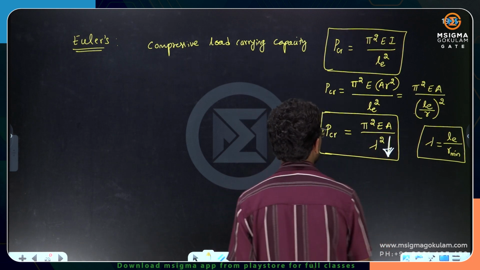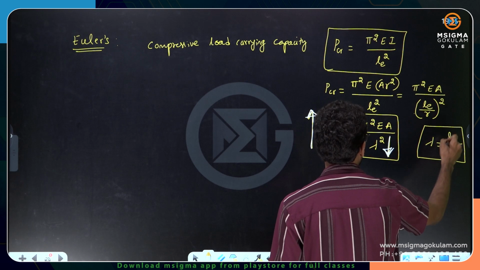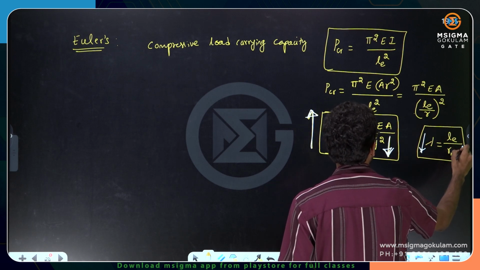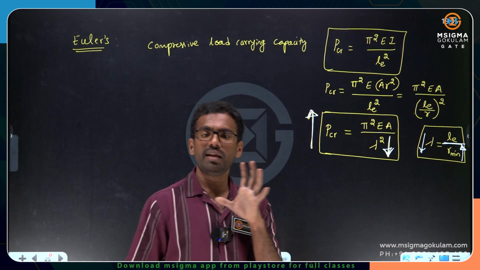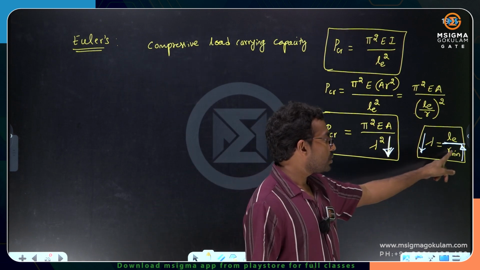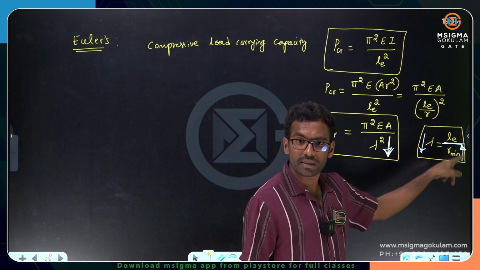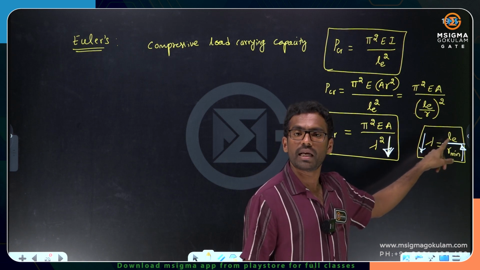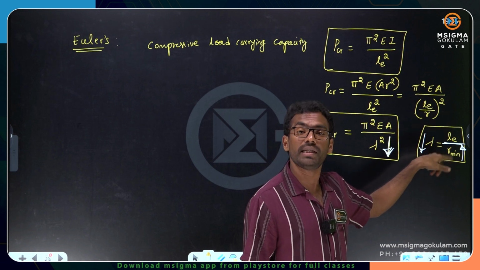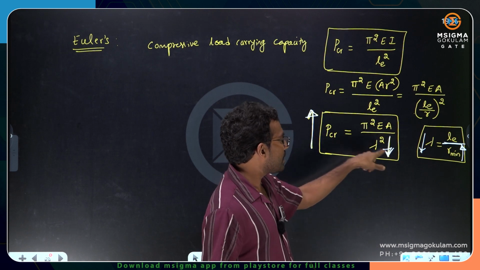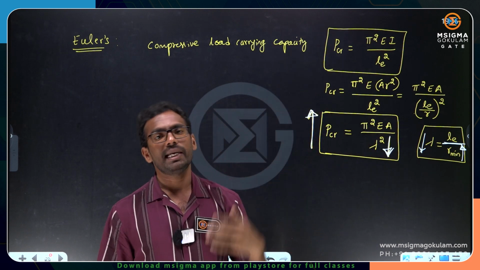How can I reduce the slenderness ratio? Very simple. I cannot change length. If I want to reduce my slenderness ratio, I have to increase my R minimum. So listen, this is a very, very important point when I talk about compression members. The least or minimum radius of gyration should be high. A section having the highest minimum radius of gyration provides less slenderness ratio, which leads to higher load carrying capacity.